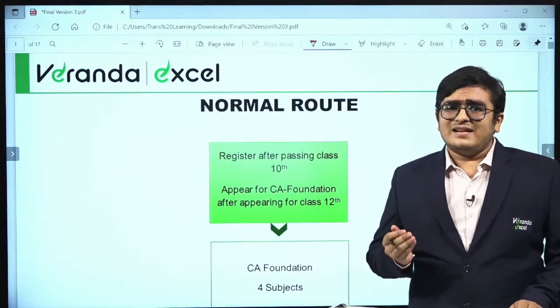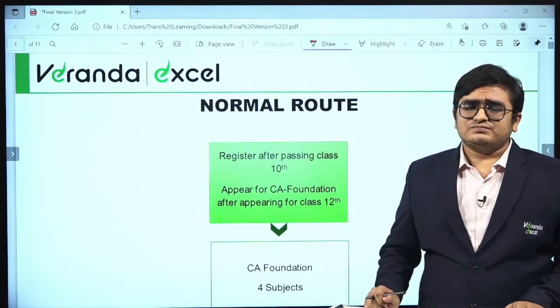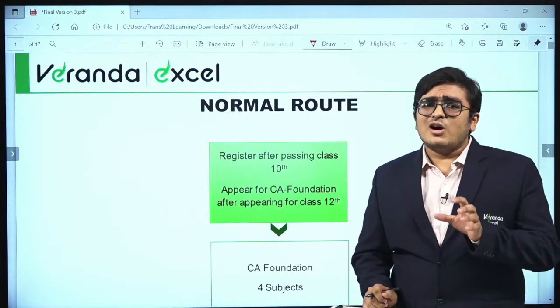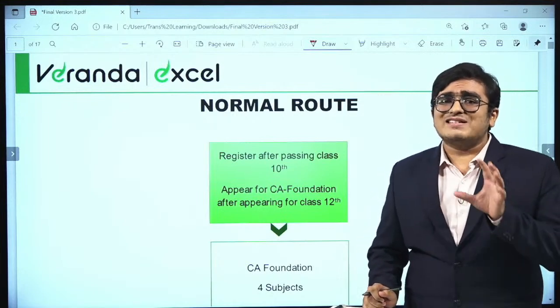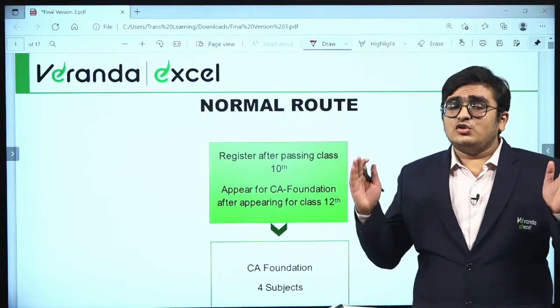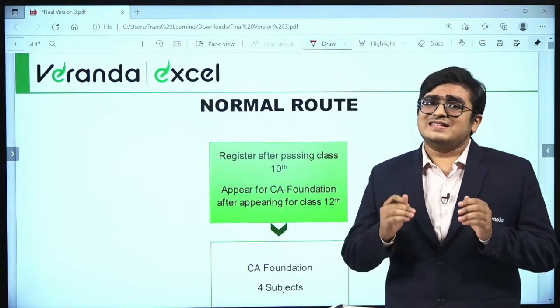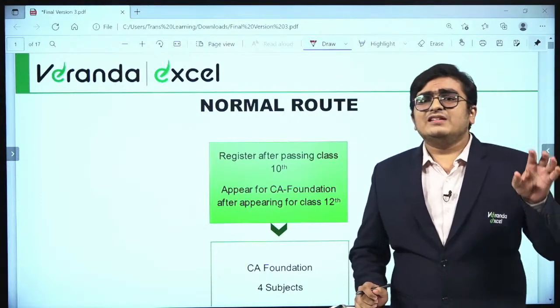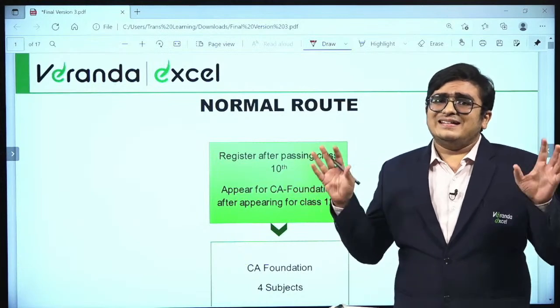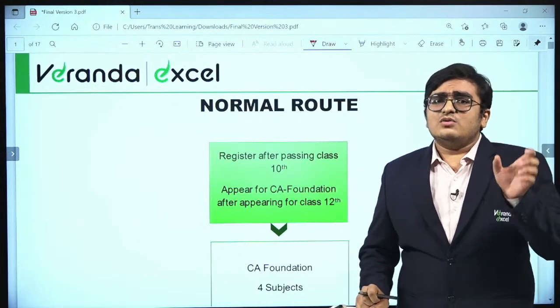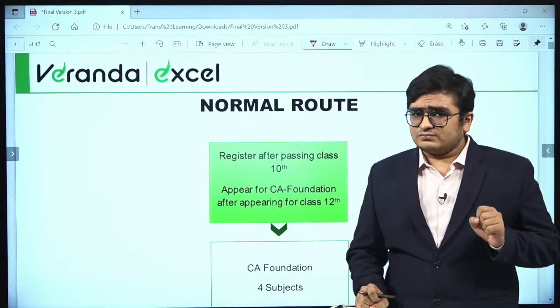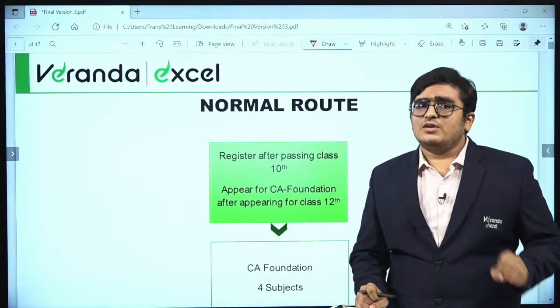So right now let's jump into the topic. First we'll see what is the course structure of CA. There are two ways you can enter the CA course. First being the normal route, second being the direct entry route. First we'll look into the normal route. So how can you enter the normal route?